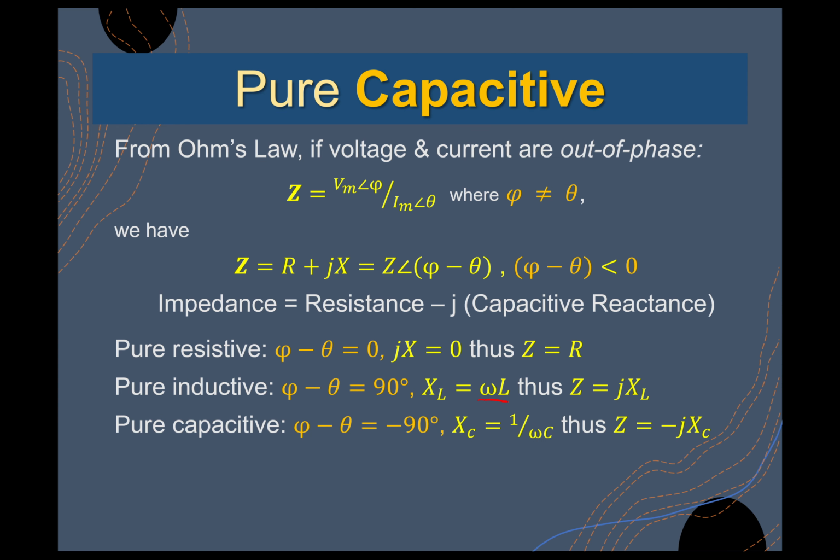But for a purely capacitive circuit, the difference between the voltage angle and the current angle is equal to negative 90 degrees. So we would like to introduce XC, which is equal to 1 over the angular frequency times the capacitance. Therefore the impedance is equal to negative jXC, where the resistance is also 0 in this case.